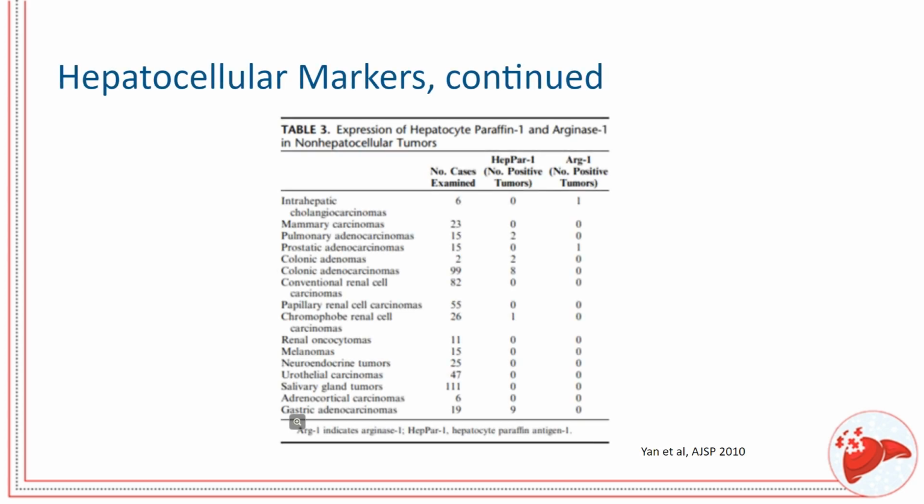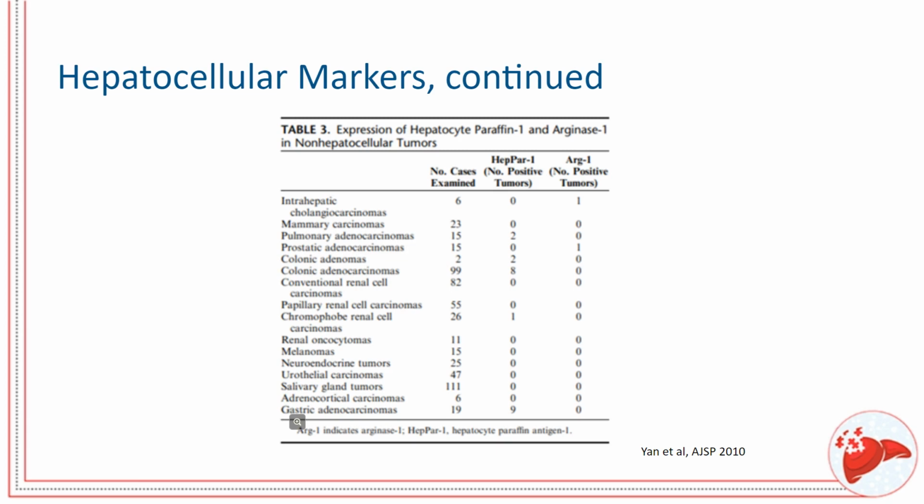You'll notice that if you look at the expression of HepPar-1 and arginase across non-hepatocellular tumors, you'll see uncommonly, but definitely, HepPar-1 is positive in lung. You can definitely see it in quite a bit of GE junction adenocarcinomas, but you can see it also in colon cancers, as they've pointed out here in their particular study, and of course most frequently in gastric adenocarcinoma.